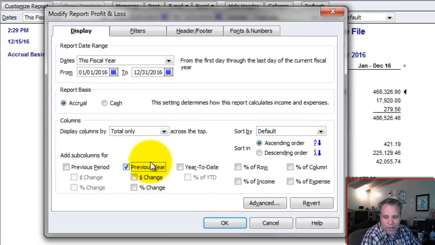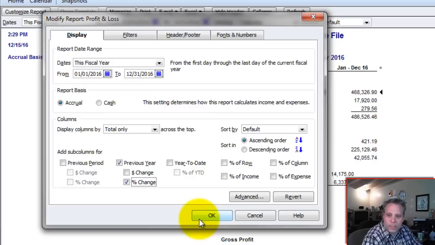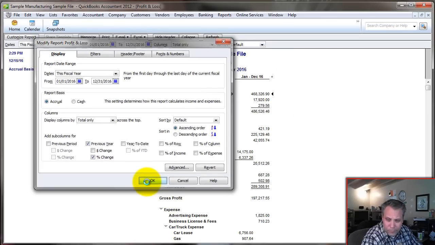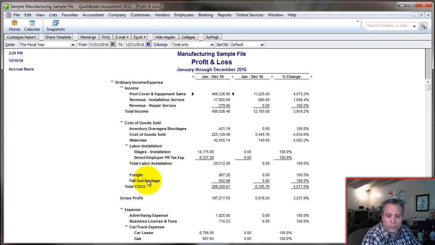You can do the dollar change, but I don't think that really gives us as meaningful information as the percent change does. Because the percent change sort of gives me context. It shows me how much I increased this year over last, or how much I decreased this year under last. So I like the percentage change. If you like the dollar change, you can play around with that. Maybe you like it better, but of course you'd be wrong.